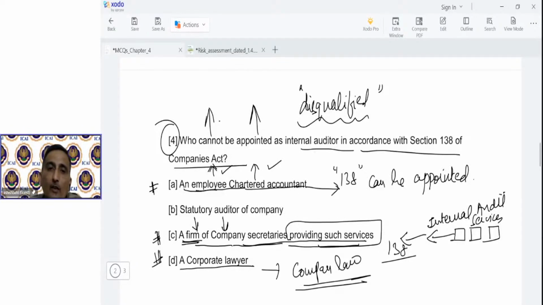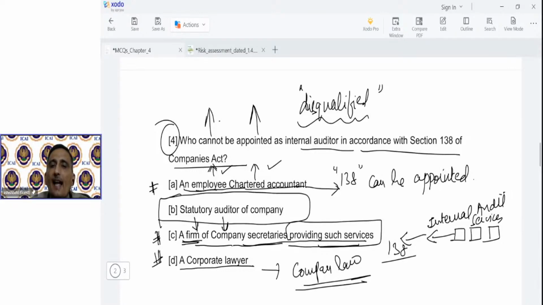Law is also a profession. So a lawyer dealing in company law, as simple as that, is a professional dealing in company law. So if the board thinks so, he can be appointed. So what is left? Statutory auditor of the company.